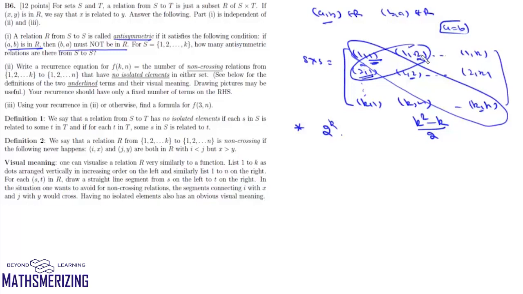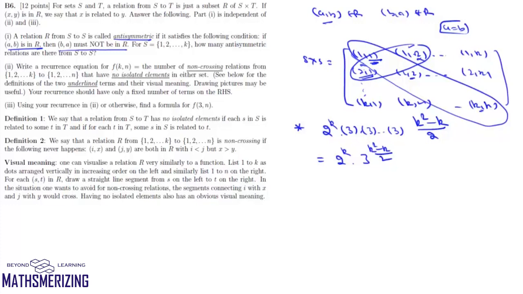So for this first pair, how many choices do we have? For this first pair, we have 3 choices. For the second pair also, we have 3 choices. And then for all the remaining pairs, we have 3 choices each. So the total number of antisymmetric relations defined in the traditional sense will be 2 to the power K into 3 to the power (K square minus K) upon 2.